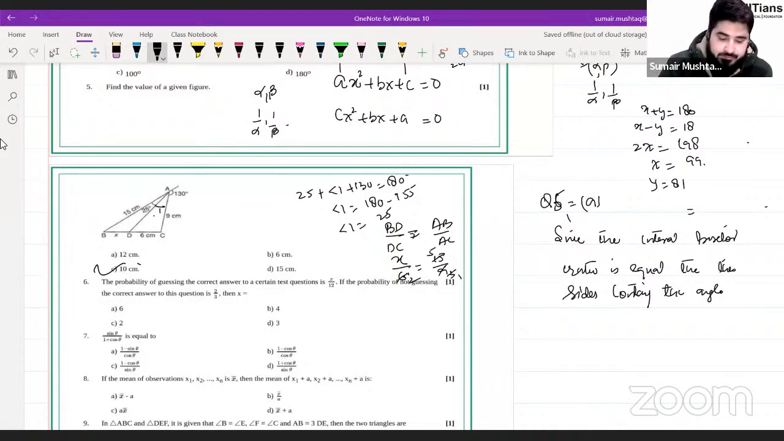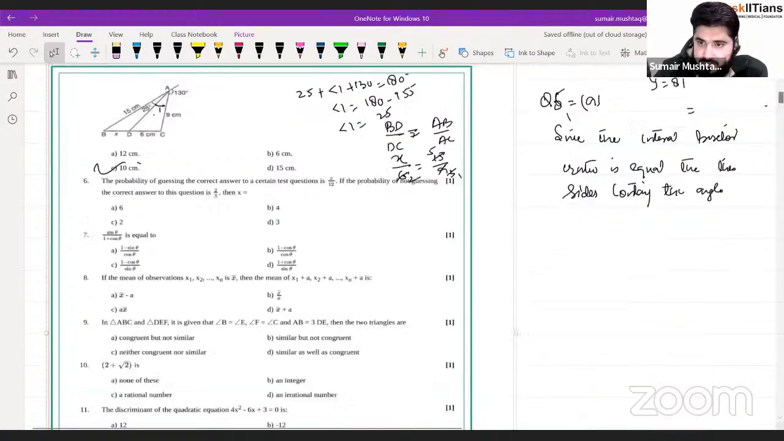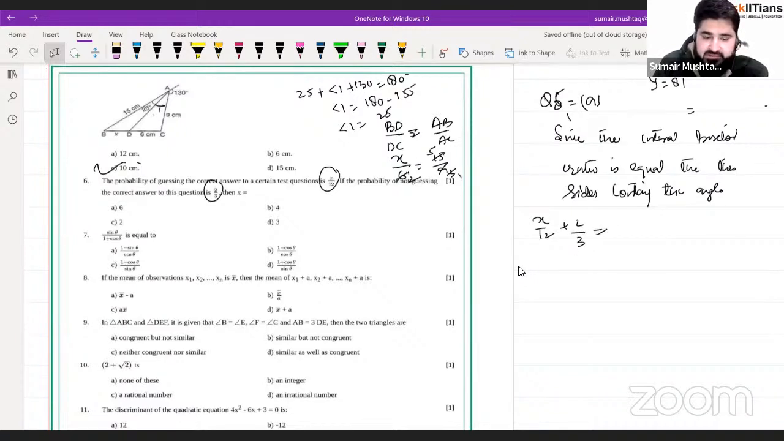Any confusion? Yes, Navneet. Correct. Good. Fine. Will we proceed? This is the next question. The probability of getting the correct answer of a certain test is x by 12. If the probability of not getting it correct, so you know the sum of the 2 probabilities is always equal to 1. So x by 12 plus 2 by 3 is always equal to 1. Proceed with that, you will get the answer.